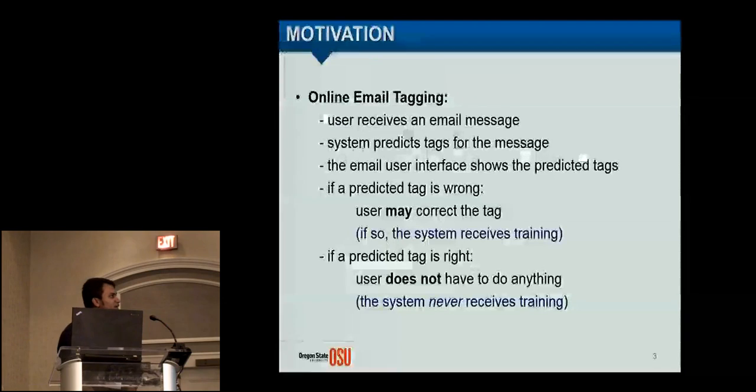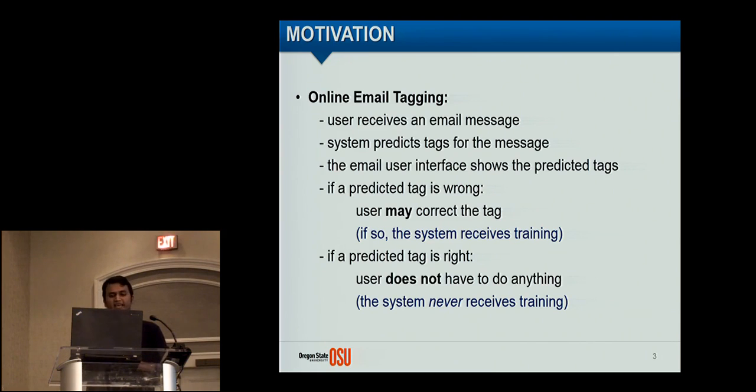All right. So this is how an online email tagging system works. The user receives an email message. The system predicts tags for the message. Notice that an email message is allowed to have multiple tags. The email user interface displays the predicted tags for the user, and this is where things get interesting.